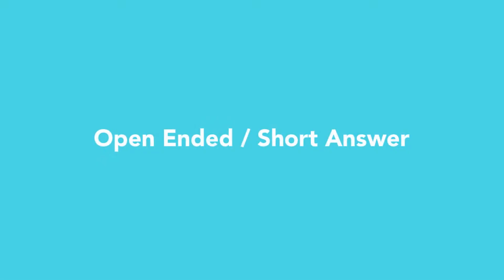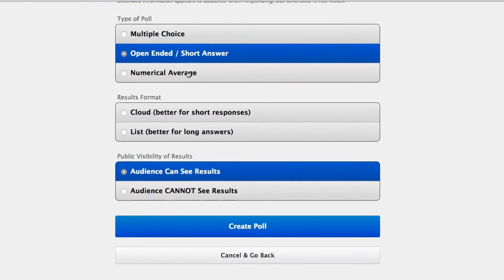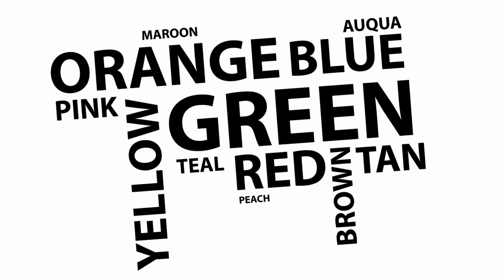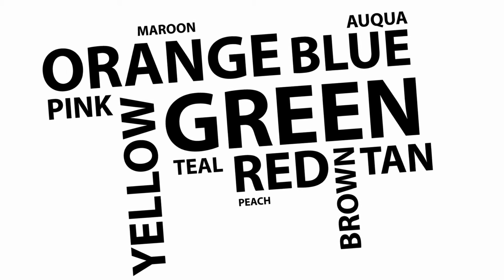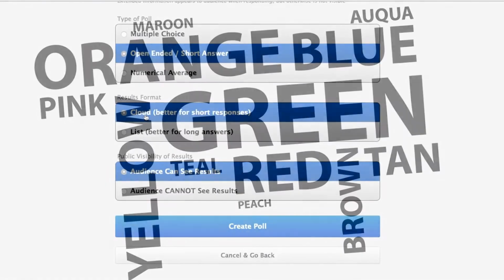For an open-ended or short answer poll, you will give the user a blank field to type their own answer into. In the Results Format field box, you can select either Cloud or List. The Cloud option is better for single-word answers. It takes your single-word answers and arranges them on the page based on how often they are repeated. The more popular an answer is, the larger it will appear on the page. This allows for an immediate visual representation of what answers are more popular and what answers are less popular.